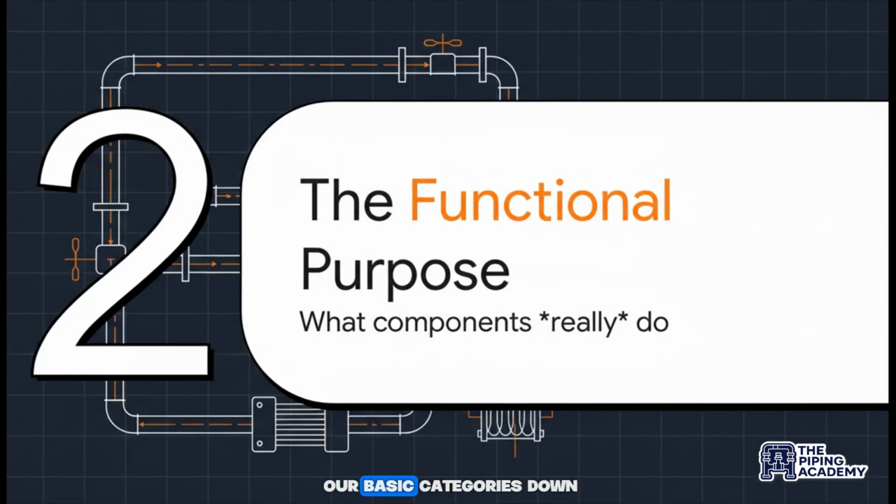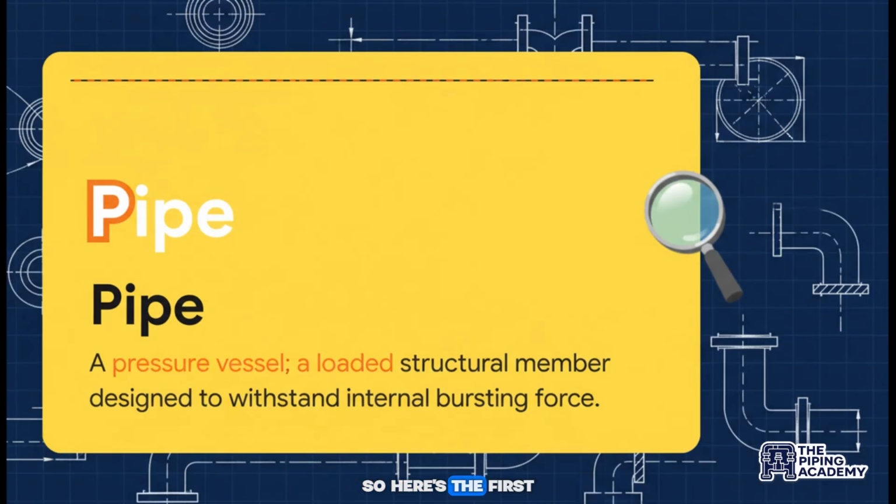Okay, so we have our basic categories down. Now let's go a level deeper. We're going to look beyond those simple definitions and really examine the true functional purpose of each of these components when they're part of a live operating process system. So here's the first critical shift in thinking you need to make. A pipe is not just a tube or a straw. Functionally, it's a pressure vessel. Its number one job is to withstand the internal bursting force of the fluid running through it. So when you route a pipe, you have to remember that you are routing a loaded structural member.